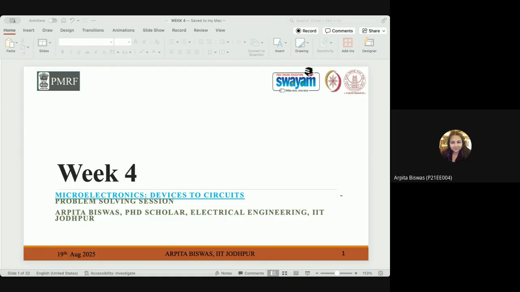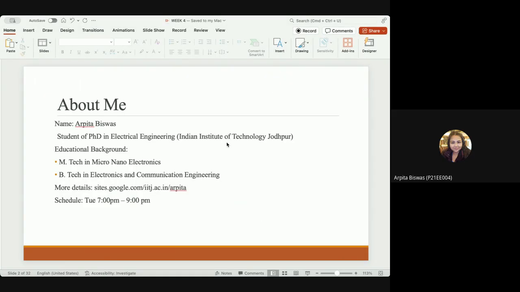This is week 4, Microelectronics Device to Circuit. This is the problem solving session. I'm Arpita Biswas, a PhD scholar from the Electrical Engineering Department at IIT Jodhpur. Here we are going to solve some numericals and MCQ questions. Please try to go through the lecture already shared in the class. So let's start the session.